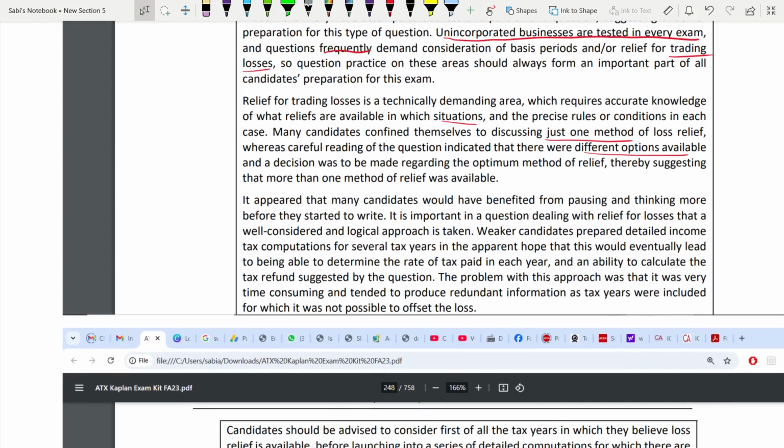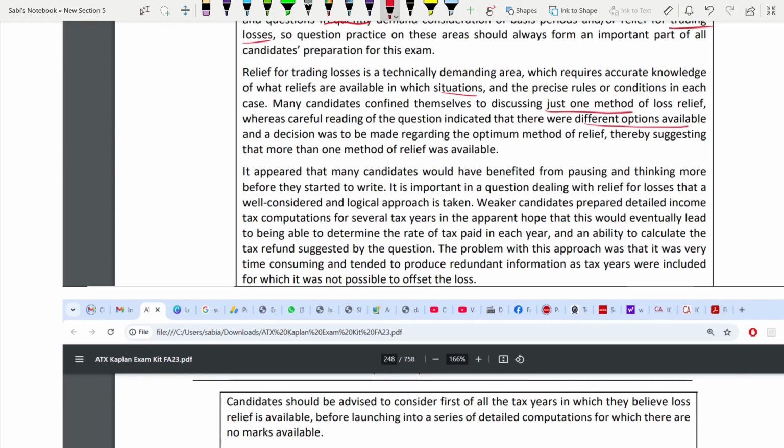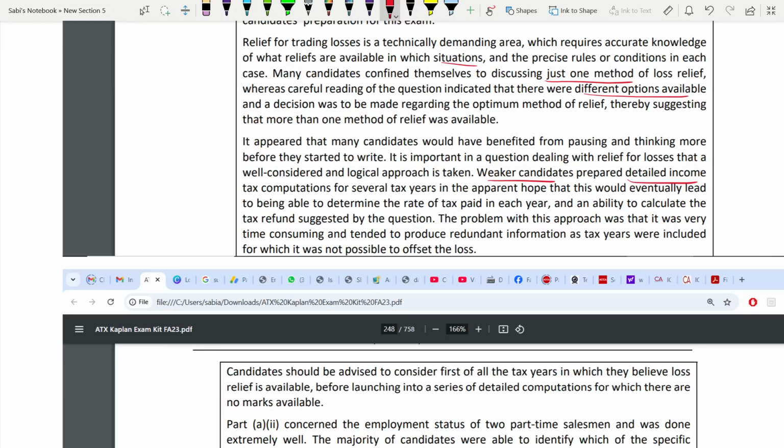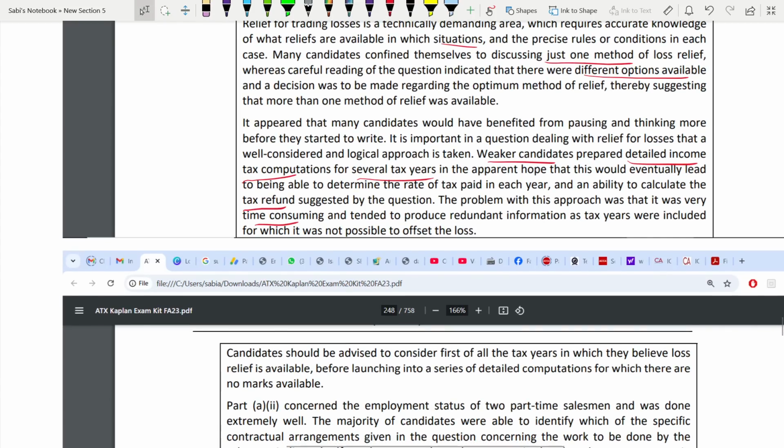So now, what did weaker candidates do? Weaker candidates spend so much time preparing detailed income tax computations for several tax years. So they are adjusting their tax loss relief against them, calculating tax, wasting time. Don't do that. Still, you can get the tax refund if you do it that way also. But the problem is it is very time consuming. And you have not even been given enough information for you to prepare that table.